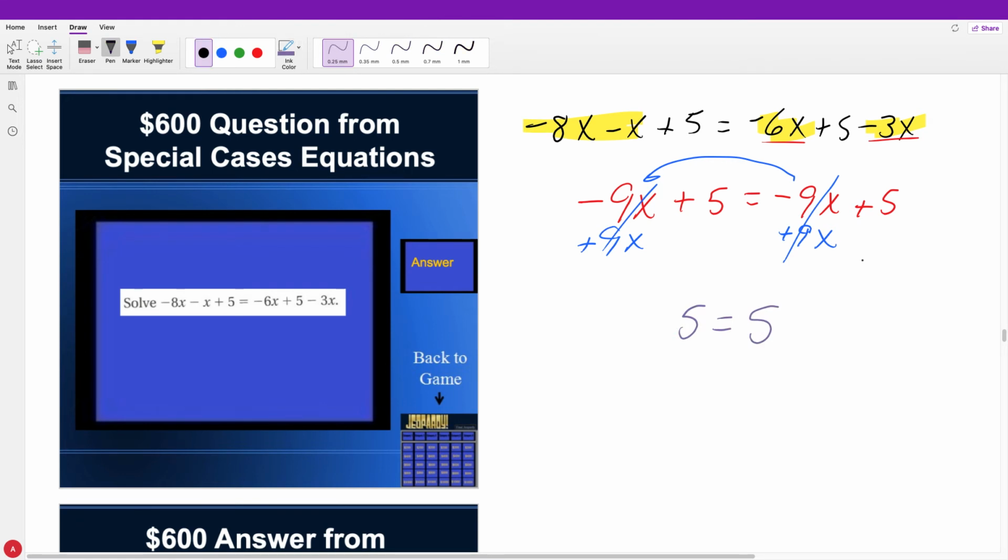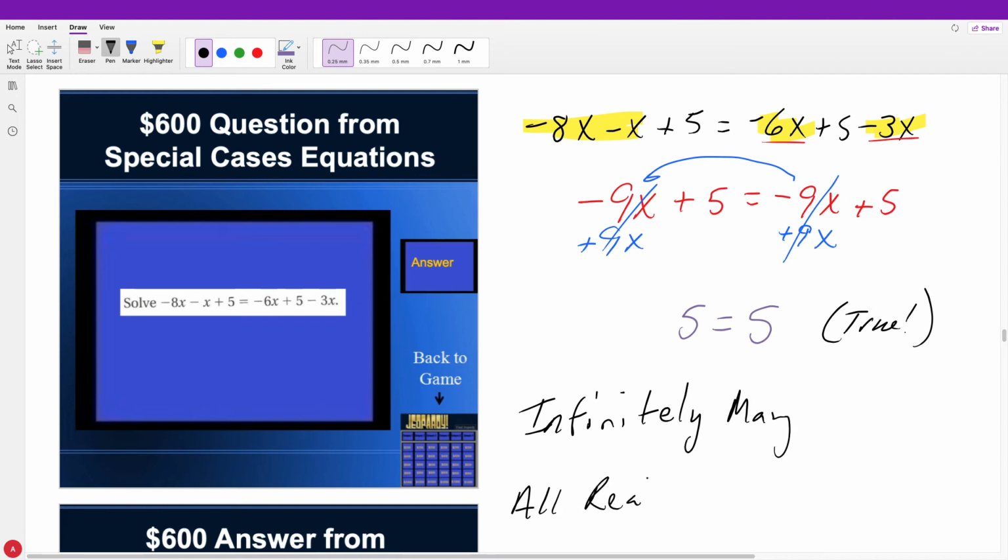So we need to ask ourselves, is this a true or a false statement? And since this is true, that means that our answer is infinitely many or all real numbers. And remember, if you wanted to abbreviate to all real numbers, you can put the symbol for our real number system, which looks like this. And that would also be an acceptable answer.